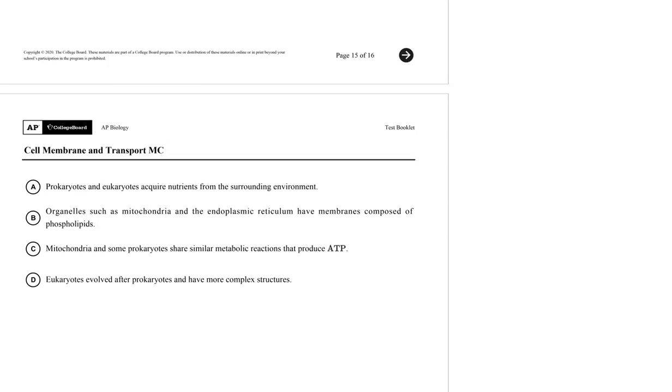Get rid of A. Okay. Yep, that really doesn't mean anything about the endosymbiotic theory, right? What about B? The mitochondria. Those are not the correct organelles, right? It's the mitochondria and the chloroplast. So C or D?